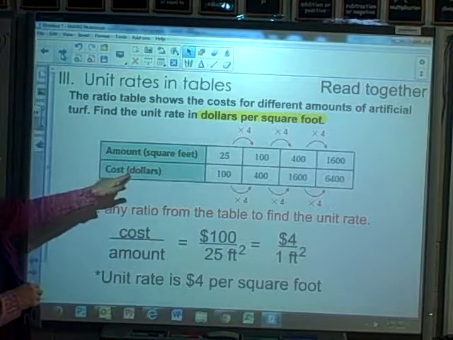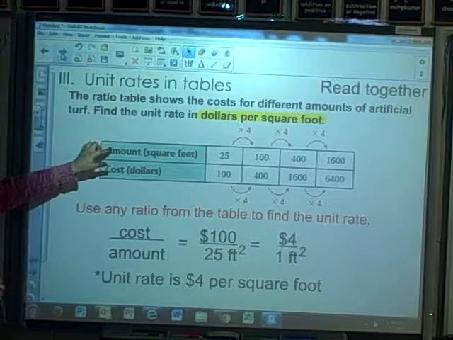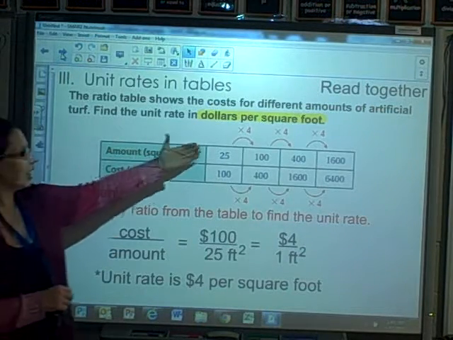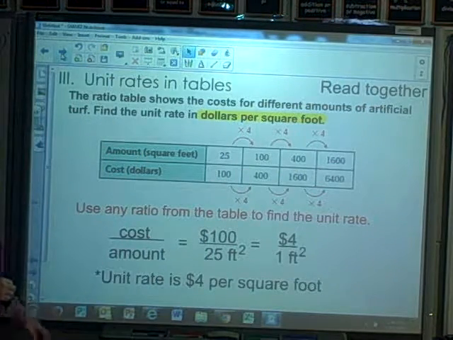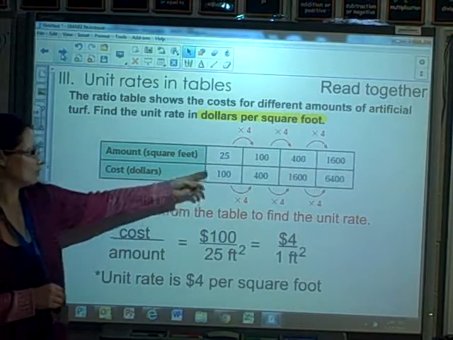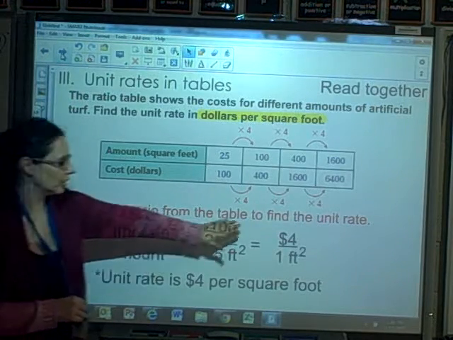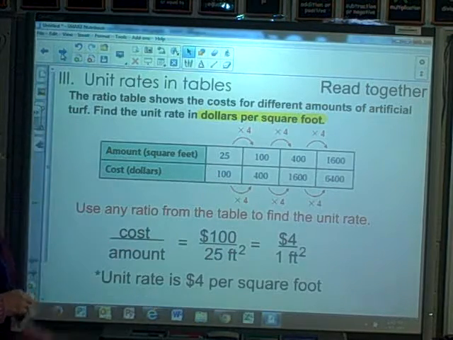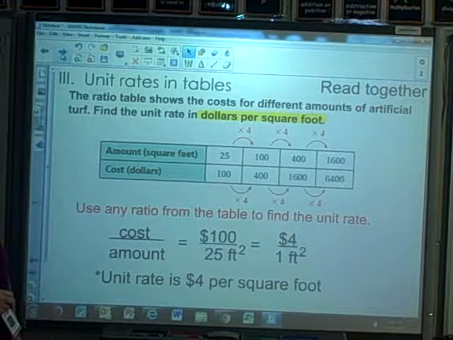Be careful with that because on the table, dollars is listed second and your amount of square feet is on top. So we put cost over amount, and you can pick any one of these and you would get the exact same answer no matter what. So if I just pick the first one and do 100 divided by 25, my unit rate is $4 per 1 square foot. If I did 400 divided by 100, I would still get $4 per 1 square foot.